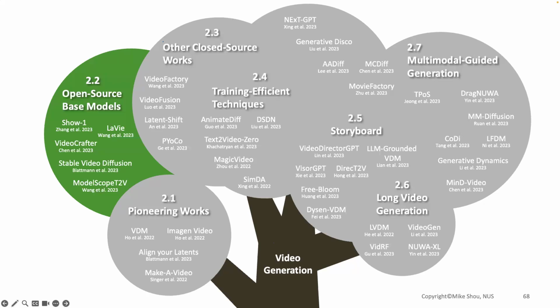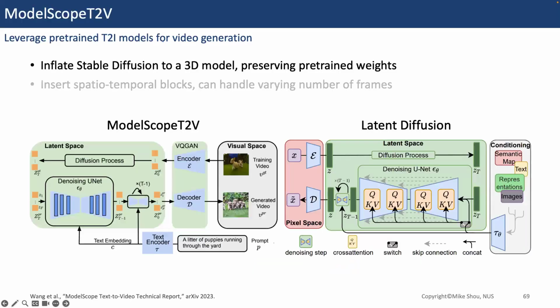So there is a significant amount of this line of work in the open source domain as well. For example, LaVie, VideoCrafter, Show-1, and also Stable Video Diffusion. So let's start with the ModelScope T2V, where T2V stands for text to video.